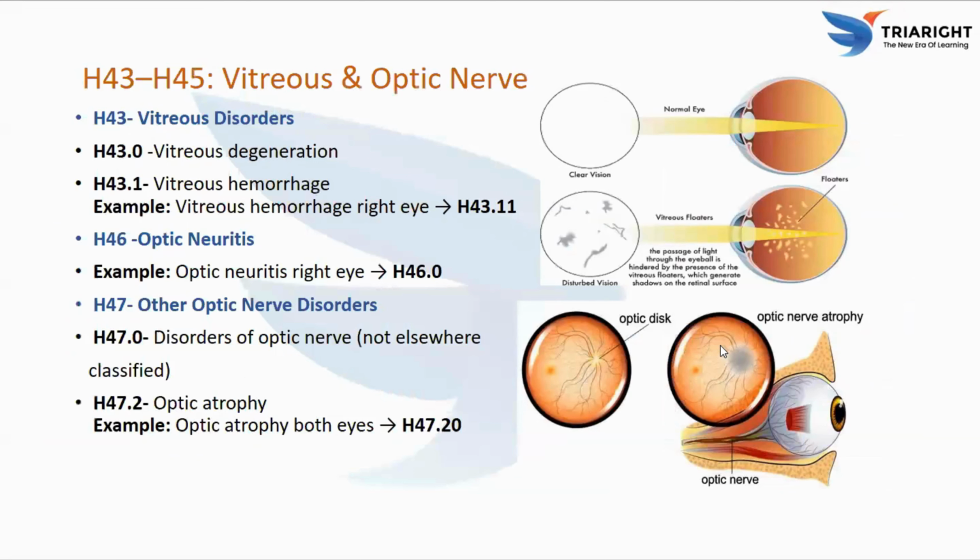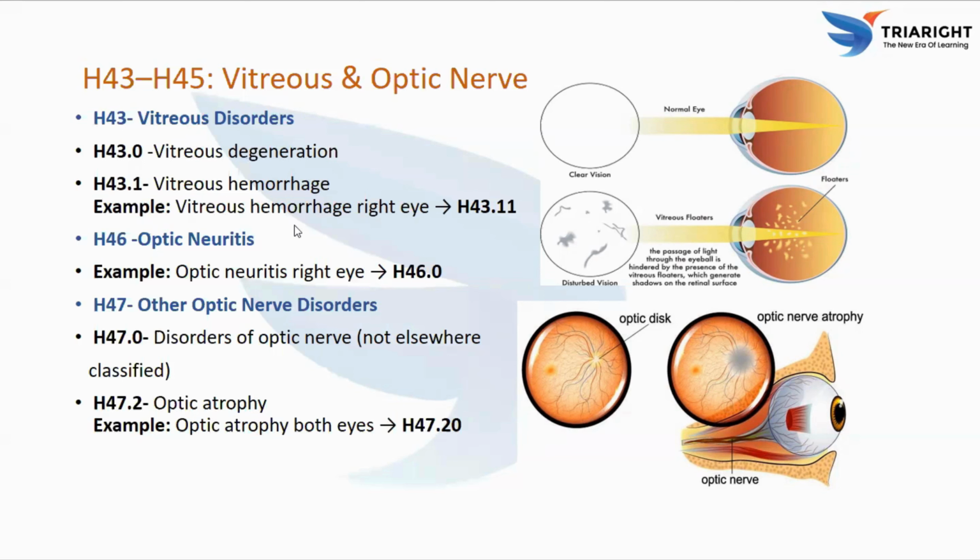Next, coming to H43 to H45 codes, vitreous and optic nerve disorders. Vitreous is the clear gel that fills the space between the lens and the retina. The optic nerve carries the visual information from the eye to the brain. So disorders of either structure can significantly affect vision.